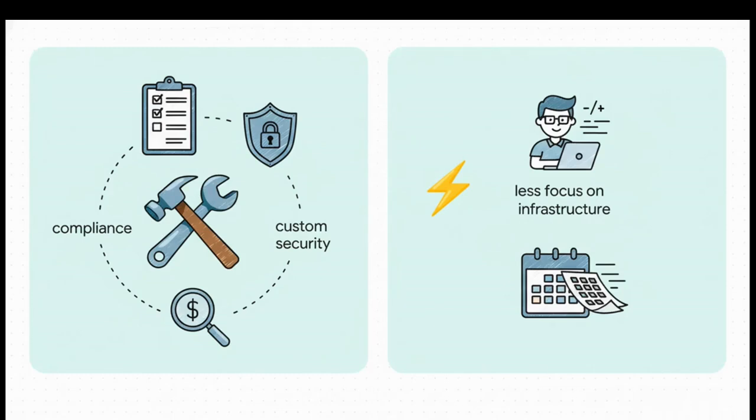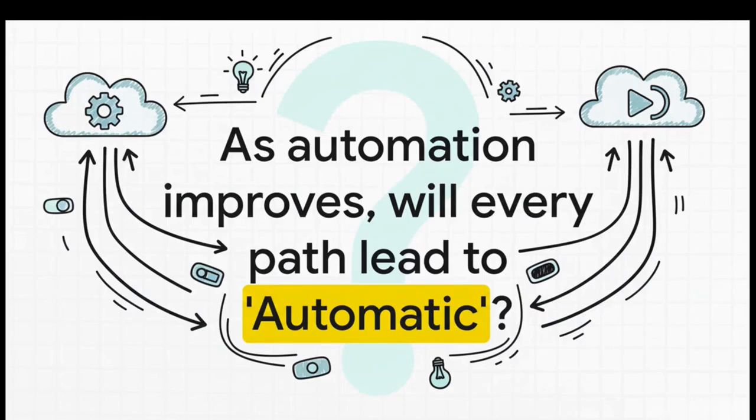So let's just translate that table into some straightforward advice. You should probably choose Standard if you have a skilled DevOps team, you need to meet some very specific compliance or security rules, or you need to micromanage your costs and resources. On the other hand, you should probably choose Automatic if your main goal is just speed, if your team is maybe a little newer to Kubernetes, or if you're building out test and dev environments where ease of use is absolutely king.